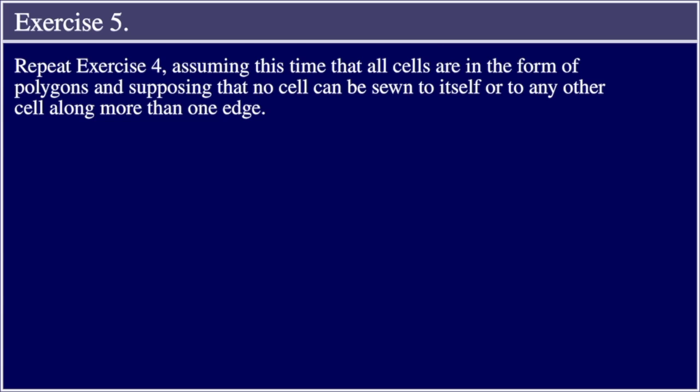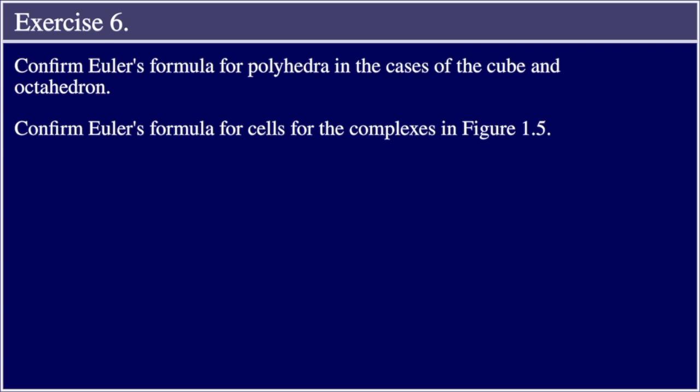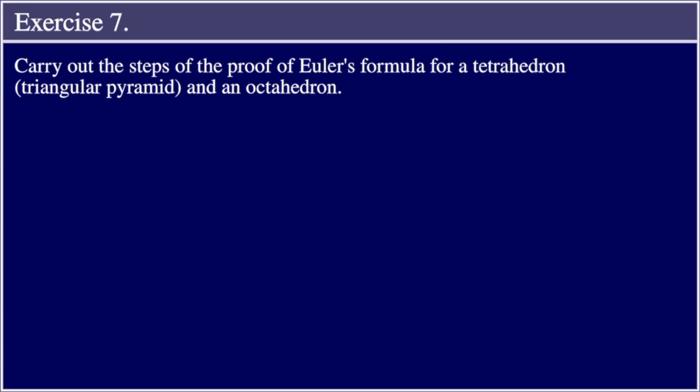Exercises. 5. Repeat exercise 4, assuming this time that all cells are in the form of polygons, and supposing that no cell can be sewn to itself or to any other cell along more than one edge. 6. Confirm Euler's formula for polyhedra in the case of the cube and octahedron. Confirm Euler's formula for cells for the complexes in Figure 1.5. 7. Carry out the steps of the proof of Euler's formula for a tetrahedron, triangular pyramid, and an octahedron.